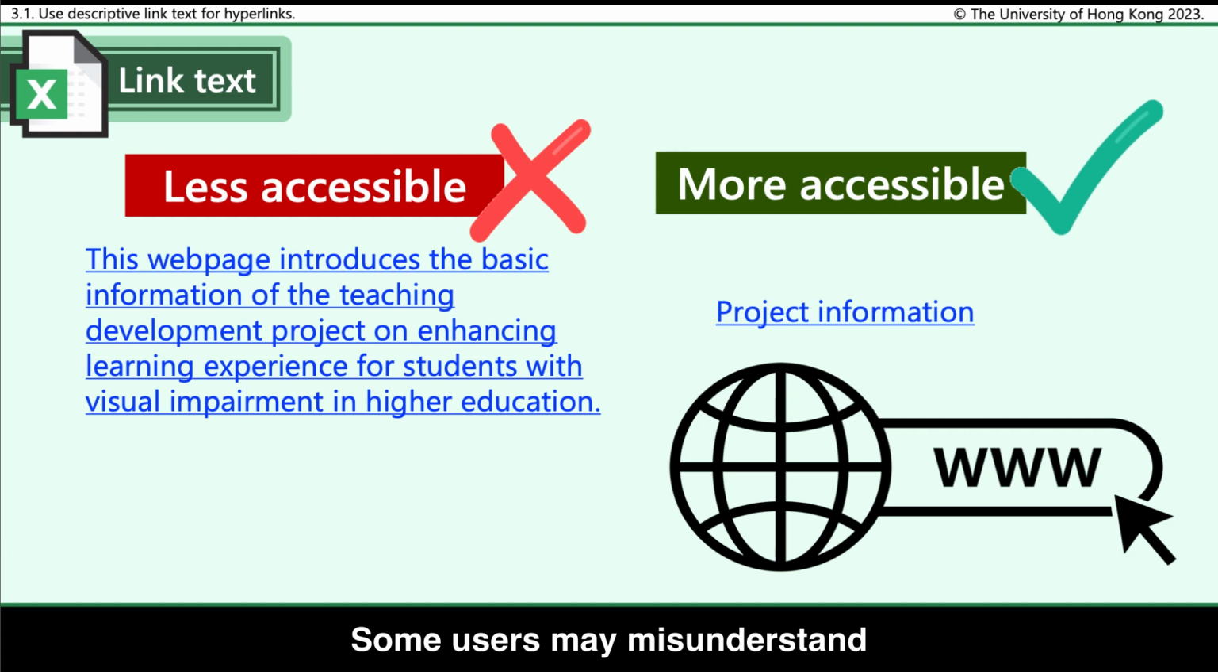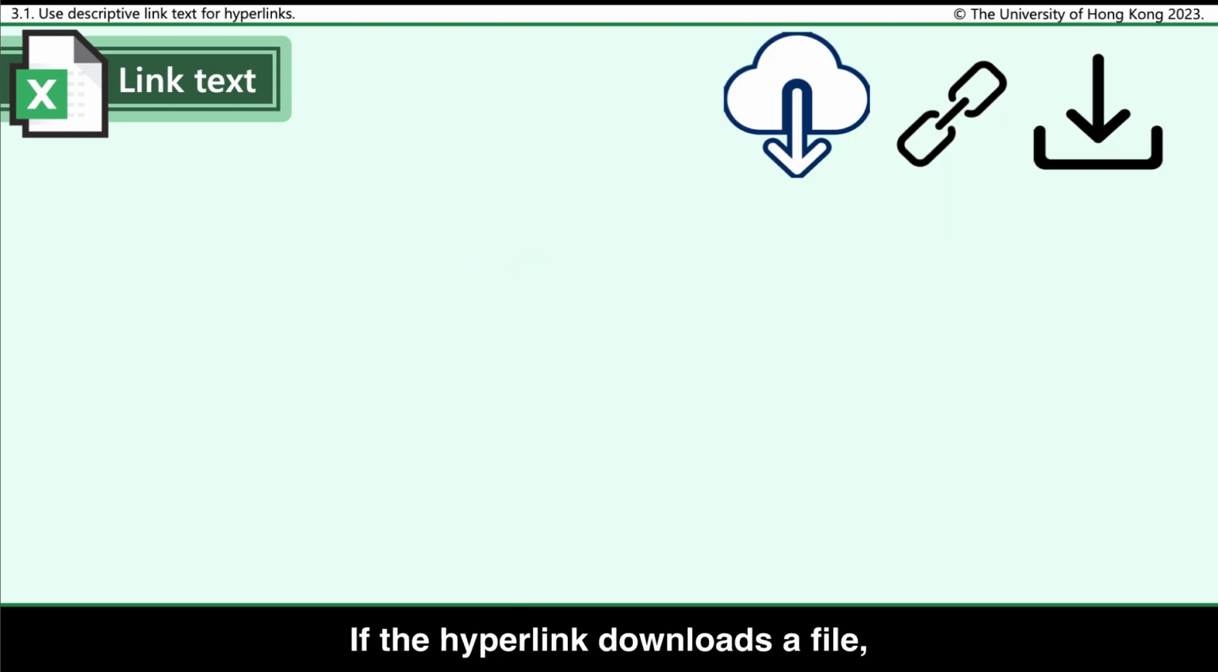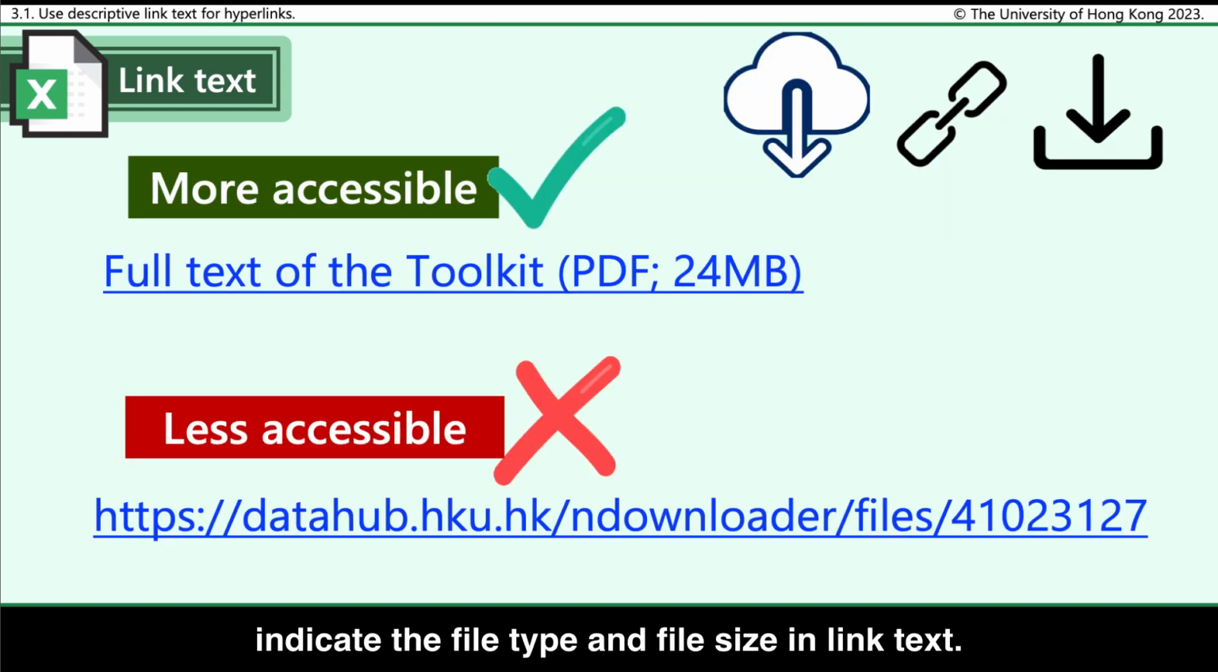Some users may misunderstand there are several hyperlinks. A long link text may also hinder understanding. Add remarks in a bracket to indicate it will open in new browser tab. If the hyperlink downloads a file, indicate the file type and file size in link text.